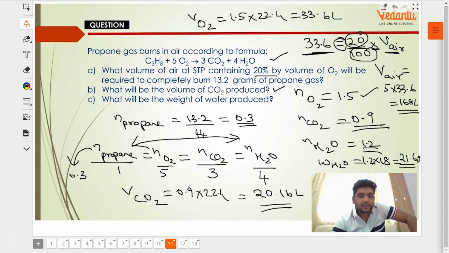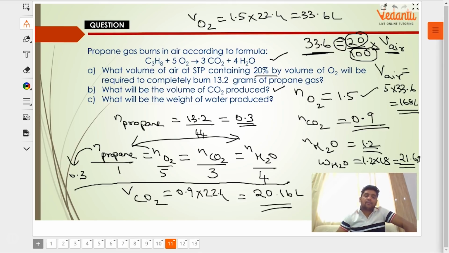Mole analysis का equation, ये जो equation है: number of moles of propane by 1 equal to number of moles of O2 by 5, should be equal to number of moles of CO2 produced by 3, should be equal to number of moles of H2O produced divided by 4. ये relate किया. इसमें से we knew the number of moles of propane because we were given the weight of propane as 13.2 grams. So 13.2 divided by 44 करके we got the number of moles of propane as 0.3. तो एक numerator मिल गया, कोई भी एक numerator मिल गया, बाकी सारे मिल जाएंगे.